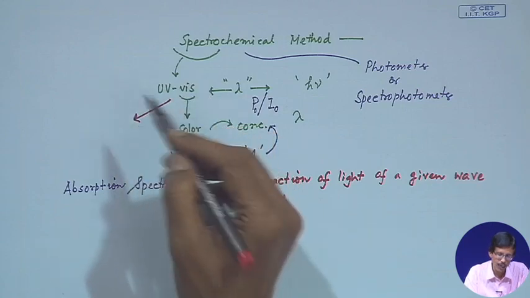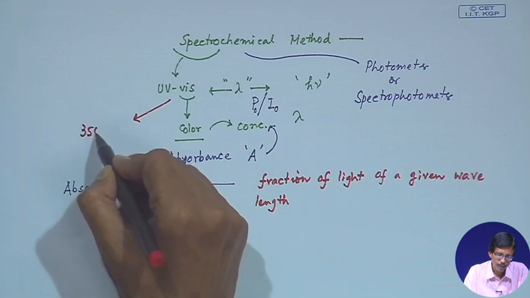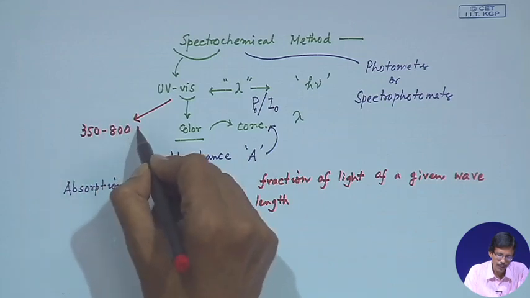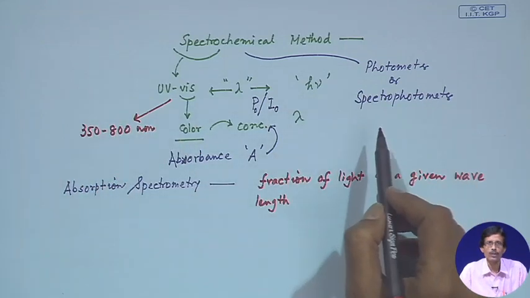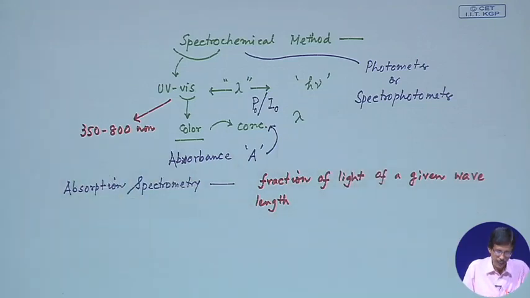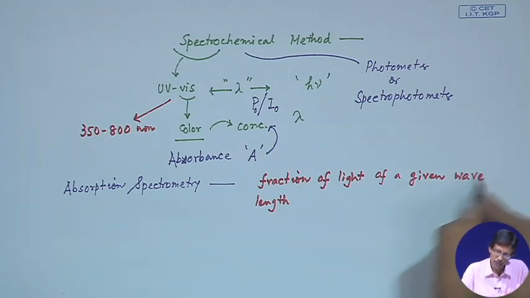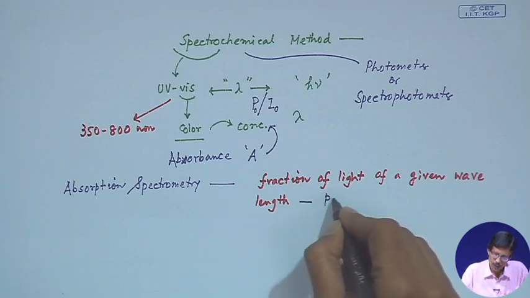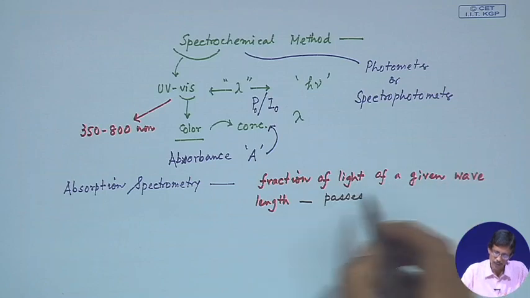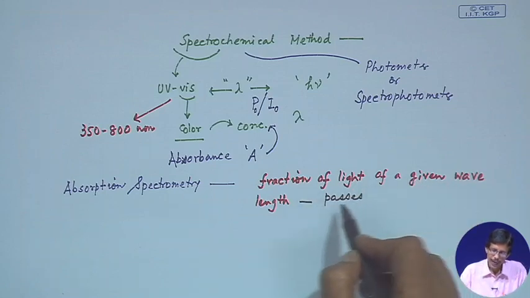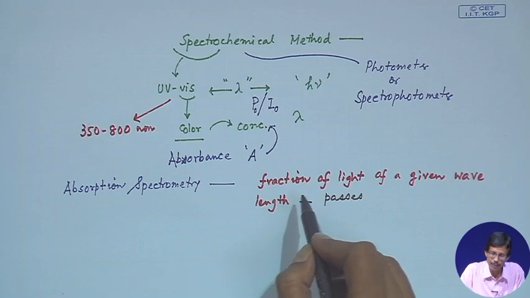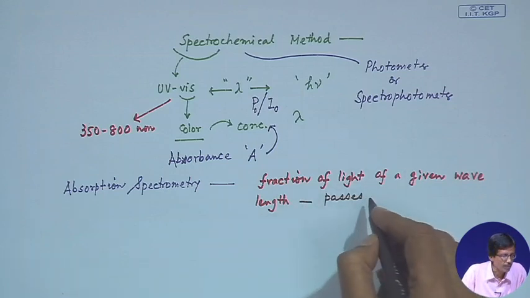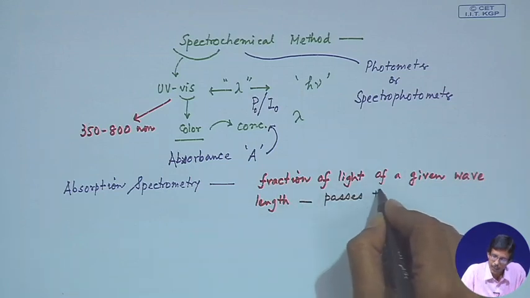So, the range, the whole range, 350 to 800 nanometer, the photometer or the spectrophotometer can scan this particular range, but we will be looking for something where we can have a particular wavelength which can pass through the solution. We will be interested to know the fraction of that particular light which is being absorbed when it passes through a solution.